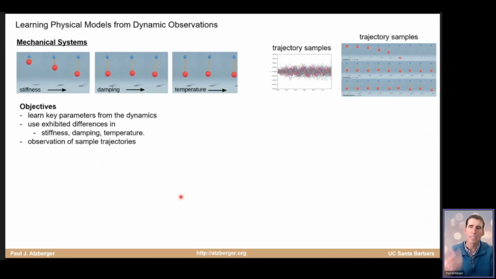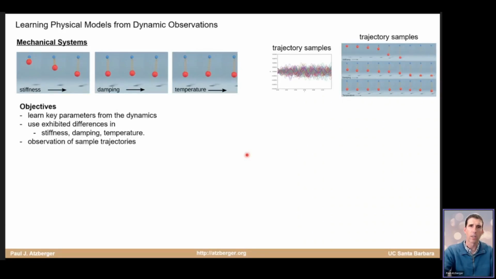And so just as two example problems, the first one I'll go over and show some results on is this kind of system identification problem or learning of a physical model where we have some trajectory data and we have some inkling of what the mechanics are, but we'd like to estimate parameters like the stiffness, damping, and temperature.